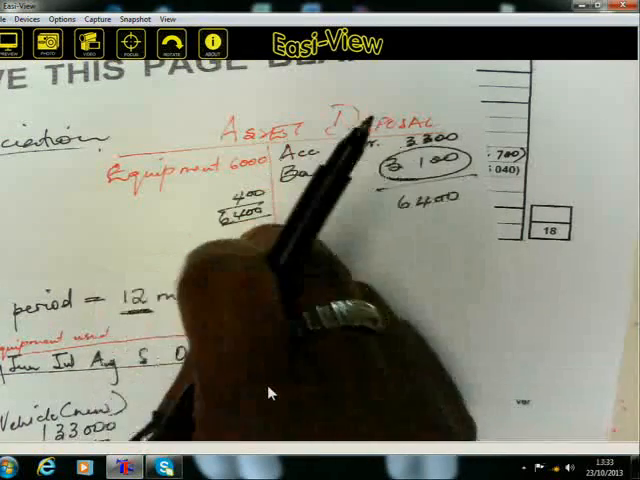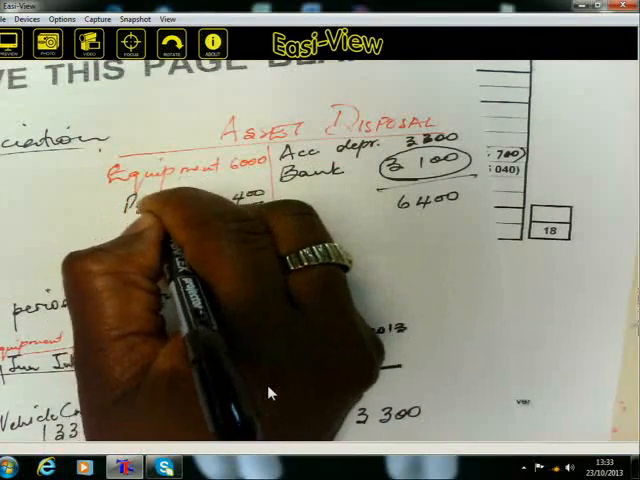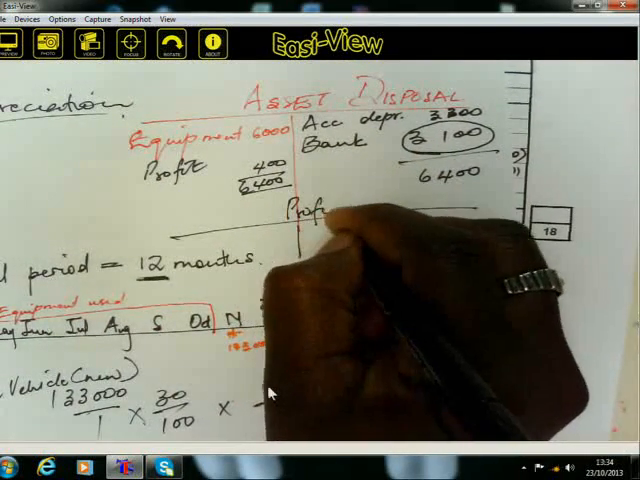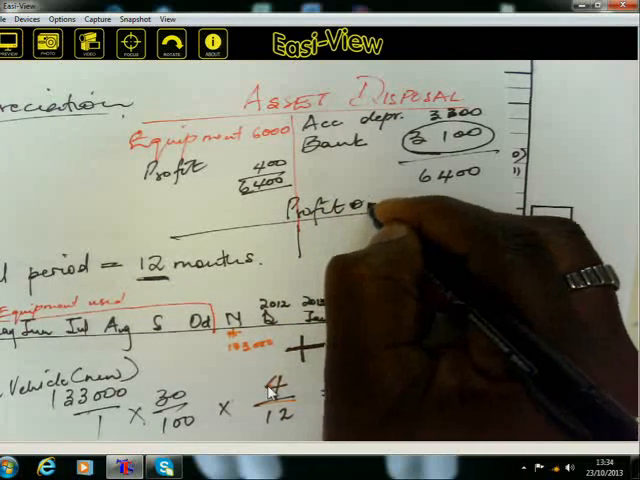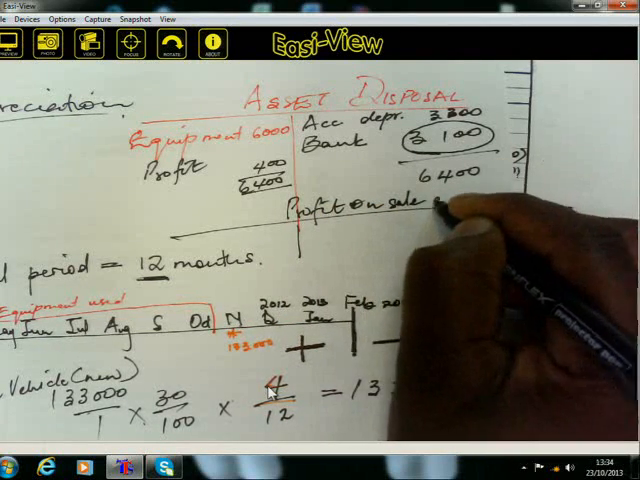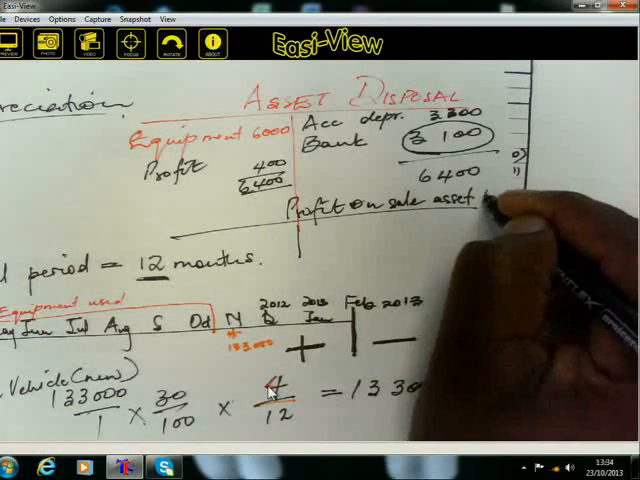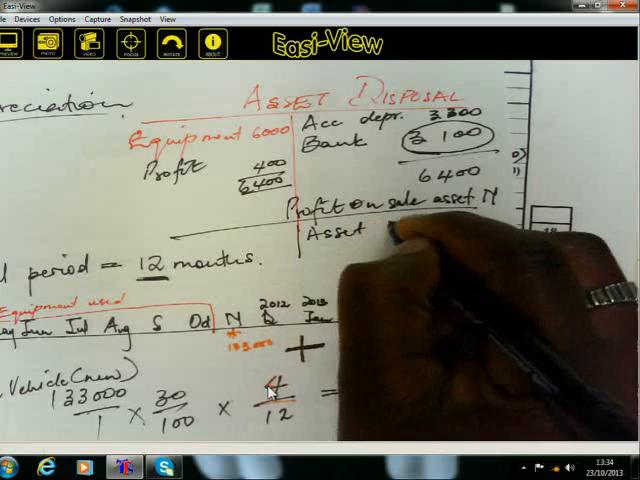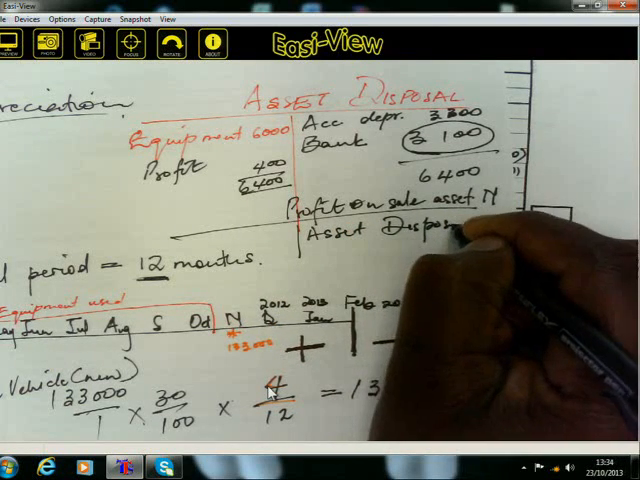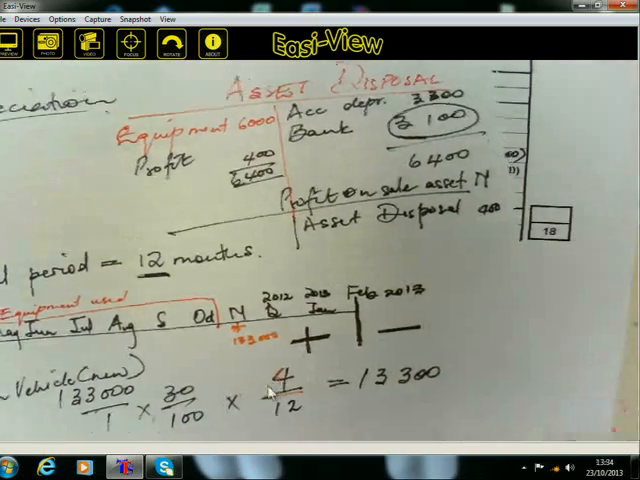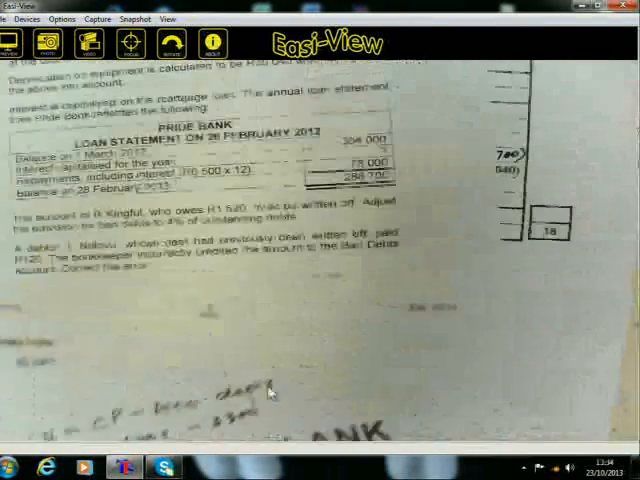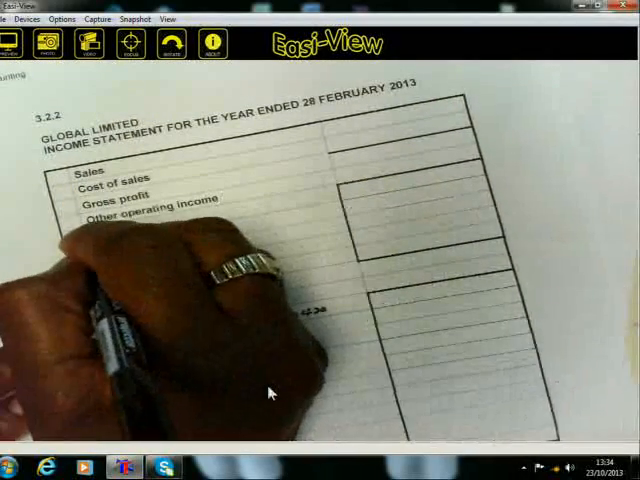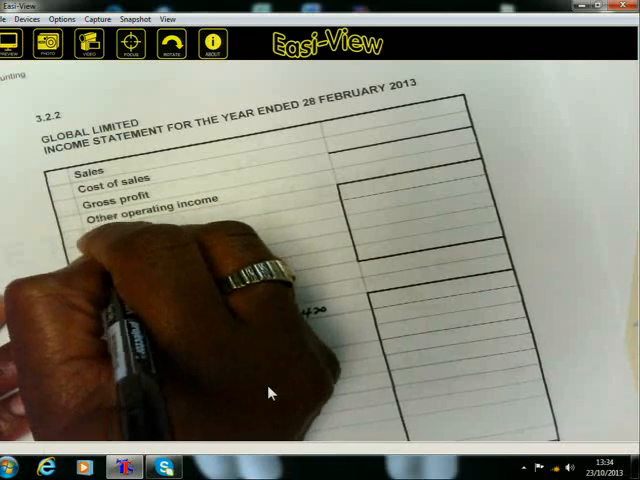Is it a loss? Is it a profit? We have a profit because we are going to enter it. We open the profit on sale of asset account, which is a nominal account, and a nominal account which is credited is an income. It is an income. Then in the income statement, we are going to indicate the profit on sale of asset.